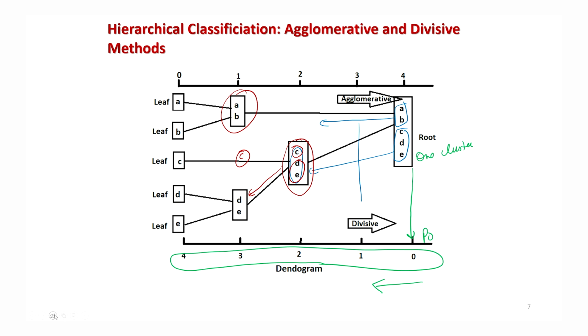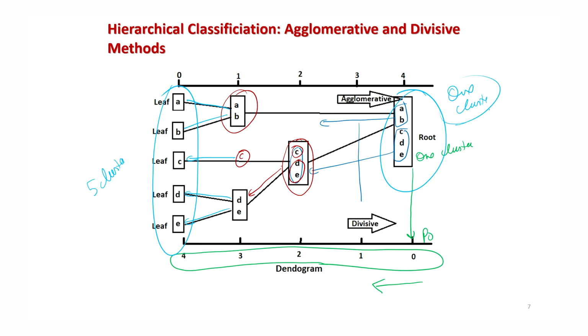Now in the next step, you can see this AB is divided into A and B, C will continue as C, and D and E are divided into D and E. So towards the end, you have 5 clusters and in the beginning you have only one cluster. You are trying to divide the one cluster into different groups, and the maximum number of clusters can be 5 because there are 5 units in the one cluster: A, B, C, D, E.